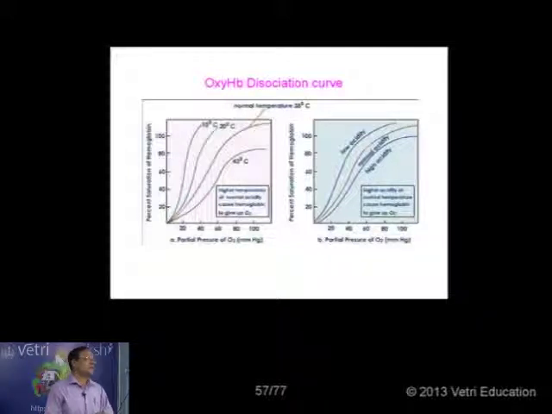So when the concentration of carbon dioxide increases, or when the hydrogen ion concentration increases, ultimately hemoglobin is loosely binding with oxygen. That is why you see the curve always shifting towards the right. Similarly, at high temperature also, the hemoglobin is loosely binding with oxygen. That's why the curve is shifted towards the right side.